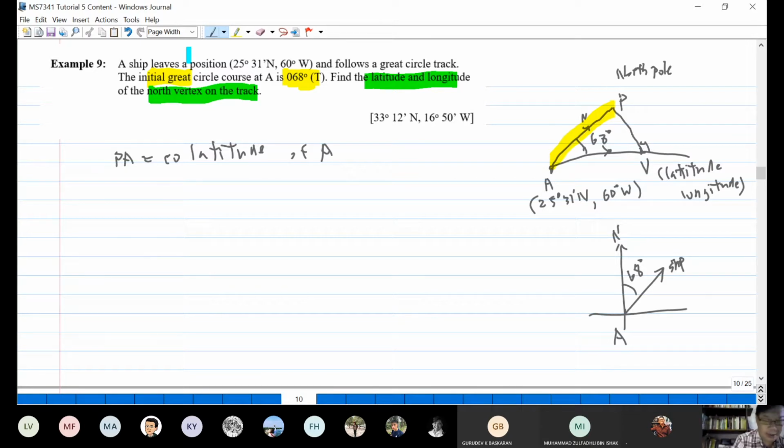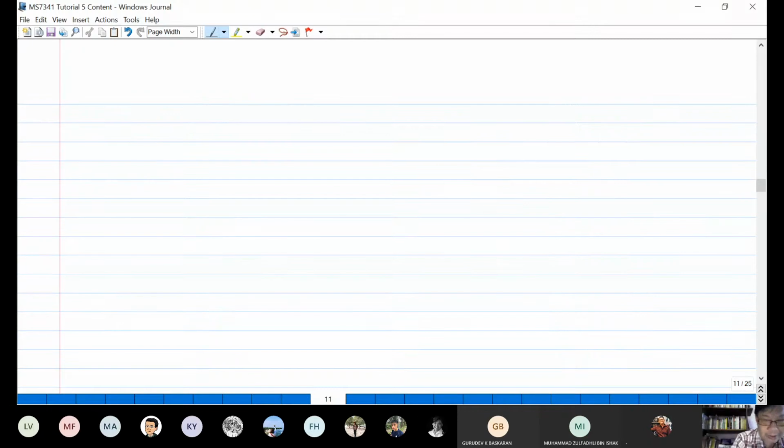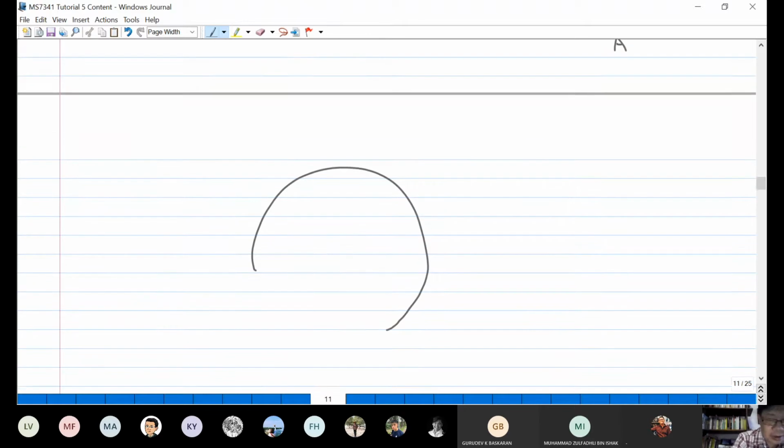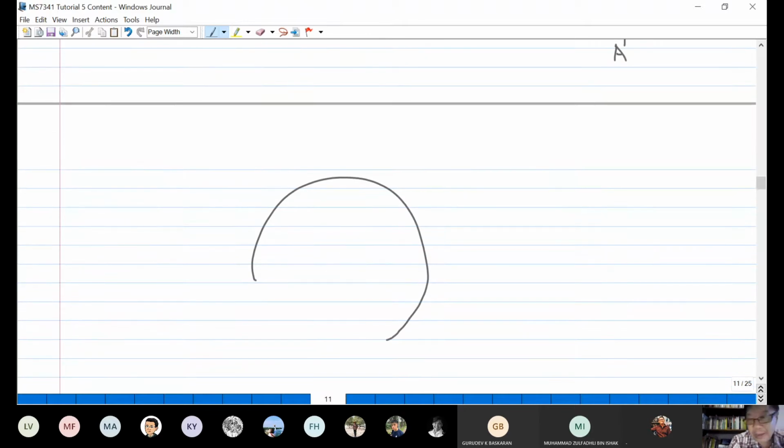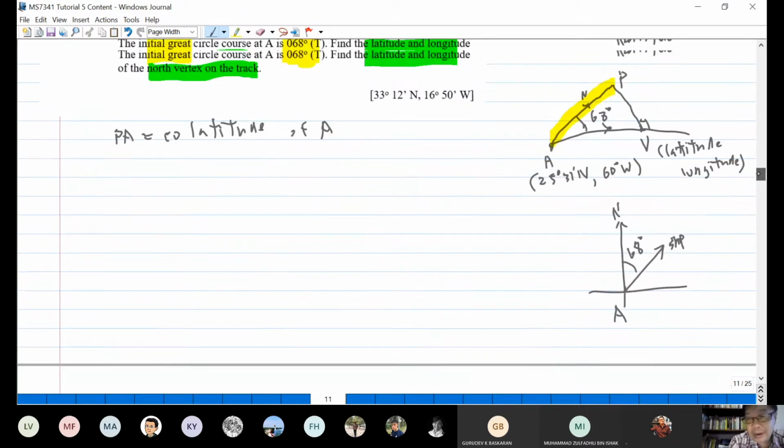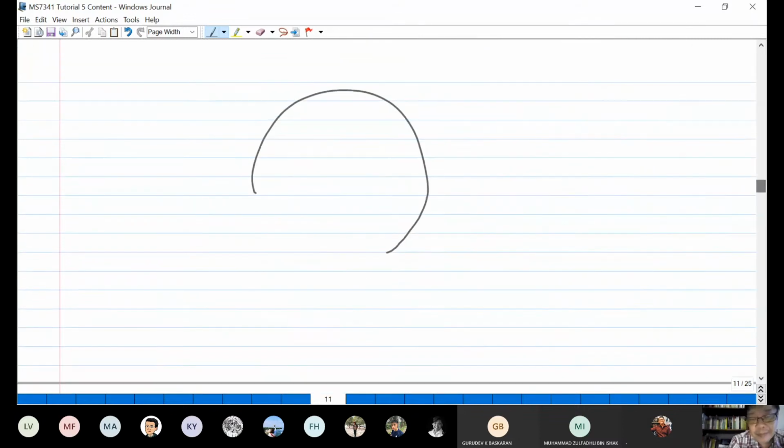The way to understand this is to draw the sphere for you. So this is the Earth here. This is the center of the Earth, and this is the equator.